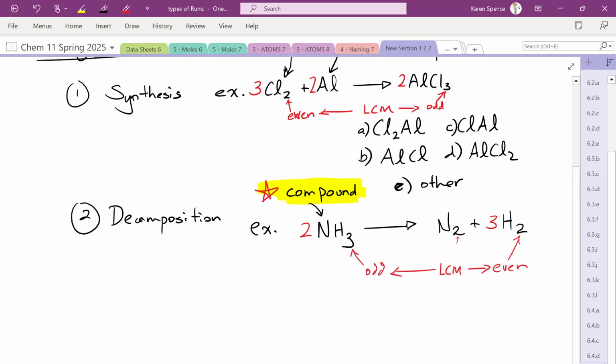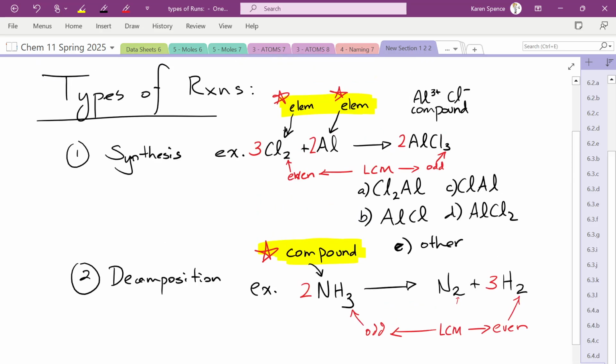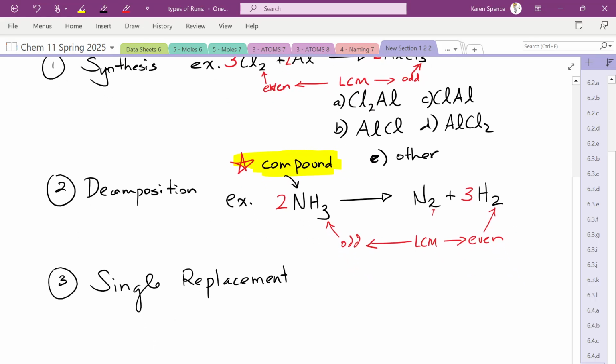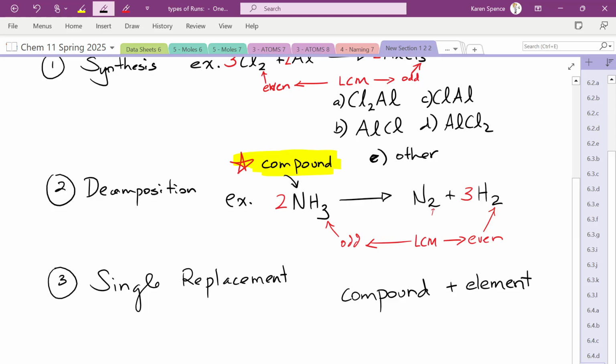So if you see a single compound, you know you have decomposition. If you see 2 elements, you know you have synthesis. What is the third type of reaction that we have predicted products for? Single replacement. And how you're going to know that you have single replacement is that you are going to have a compound plus an element, or an element plus a compound.